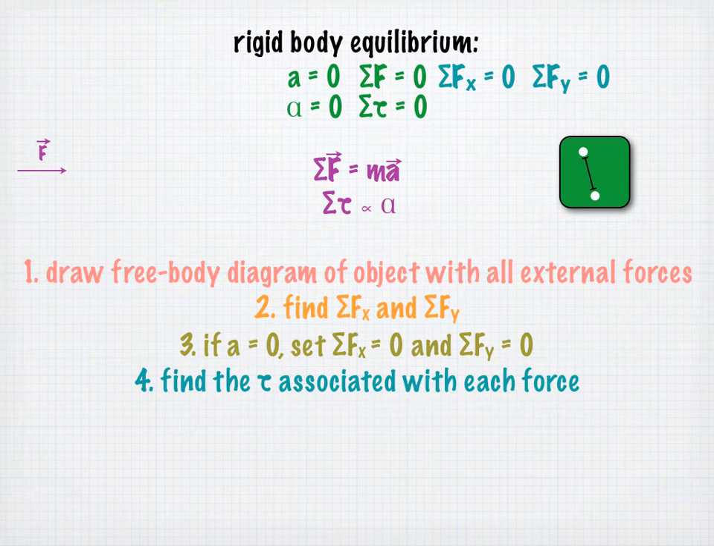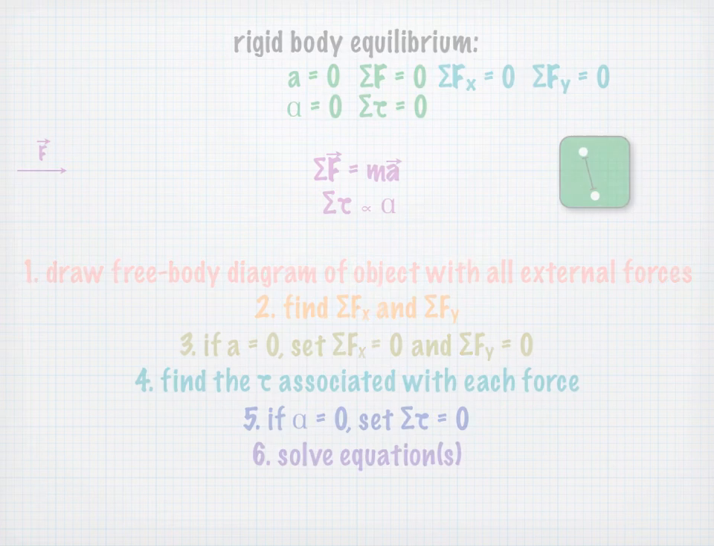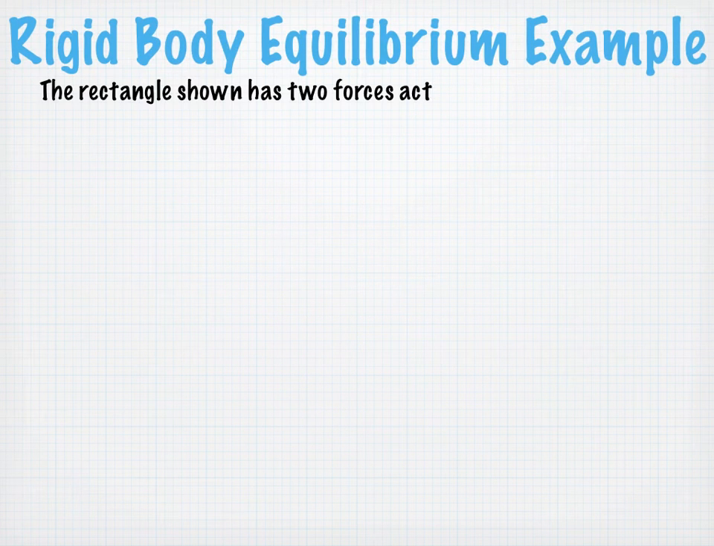Next, if the body has an angular speed, decide where the axis of rotation is, and calculate the torque on the body from each applied force. If the angular acceleration of the body is 0, you can set the sum of the torques on the body equal to 0. Then you can solve all the equations for the unknowns. Let's try an example problem.